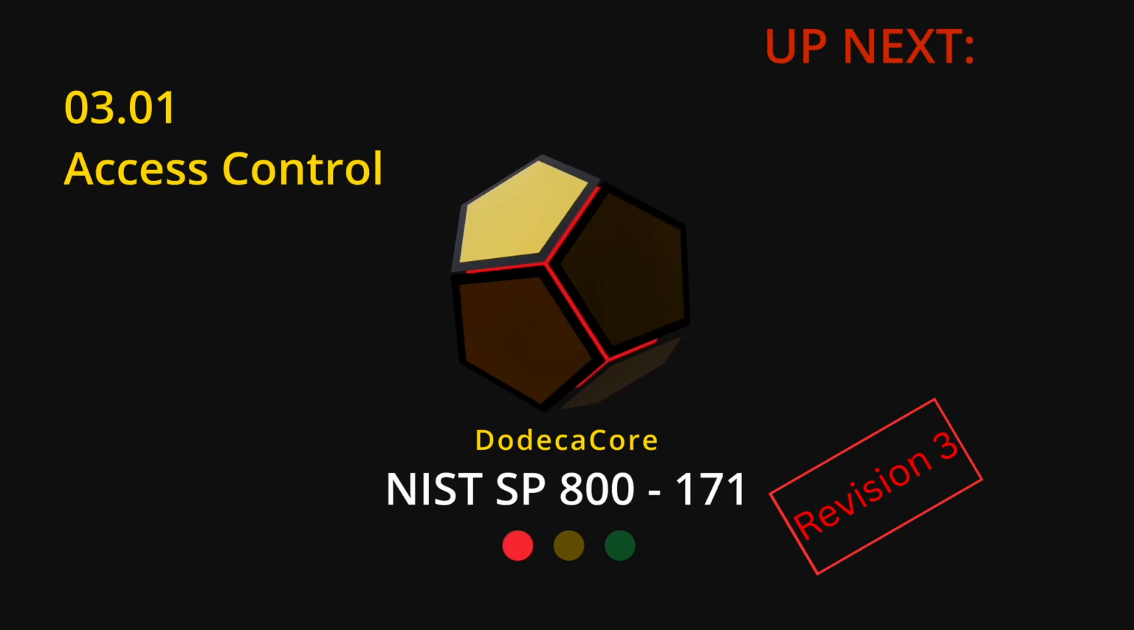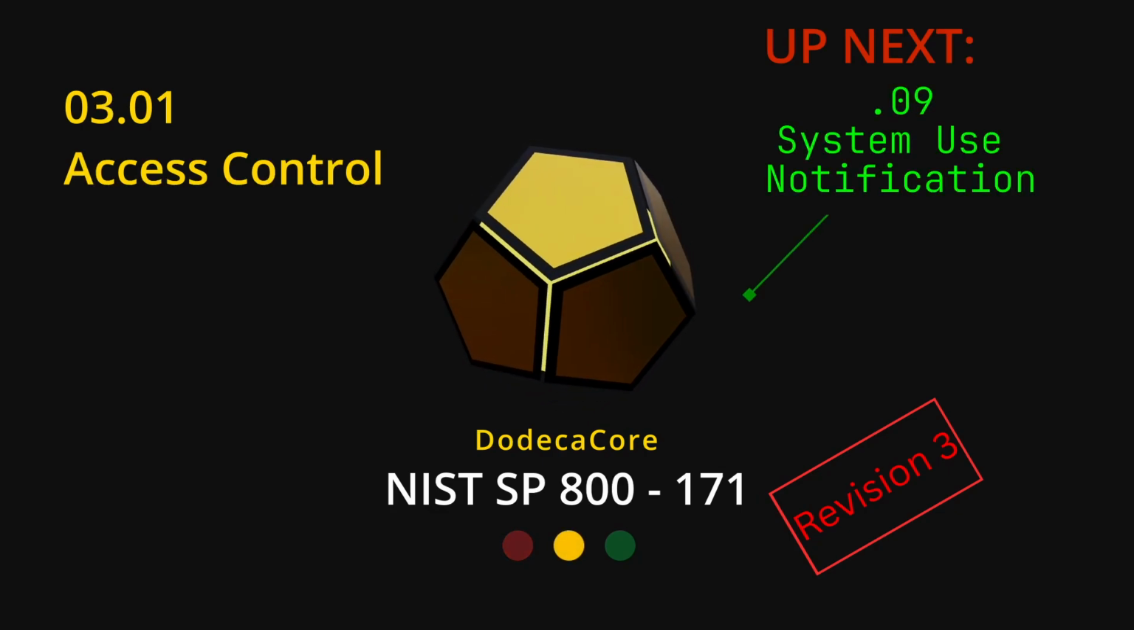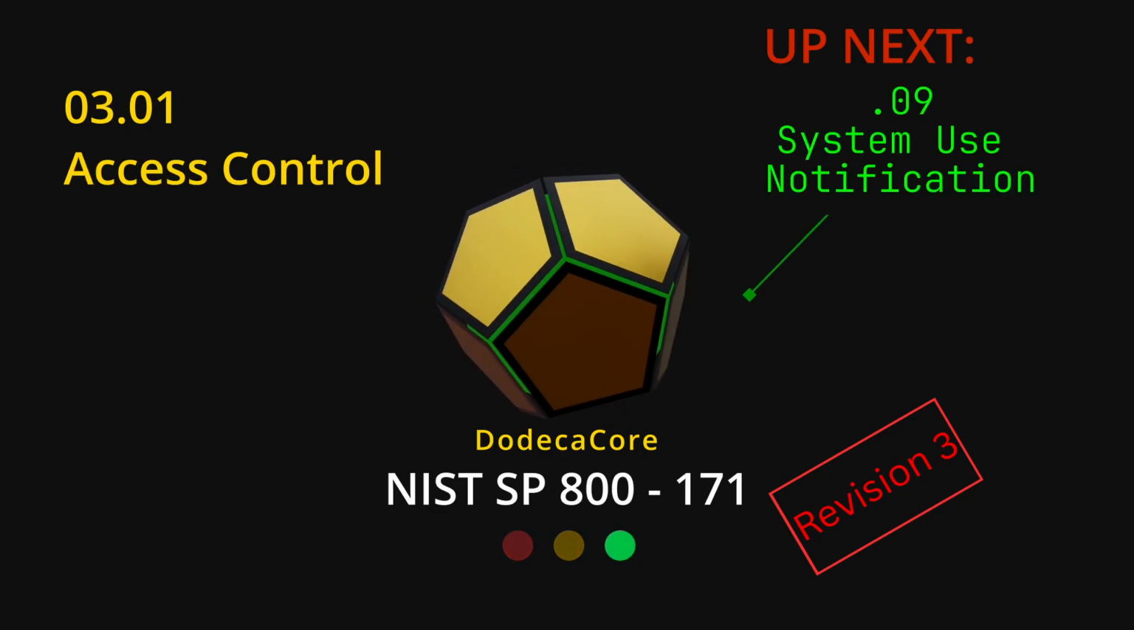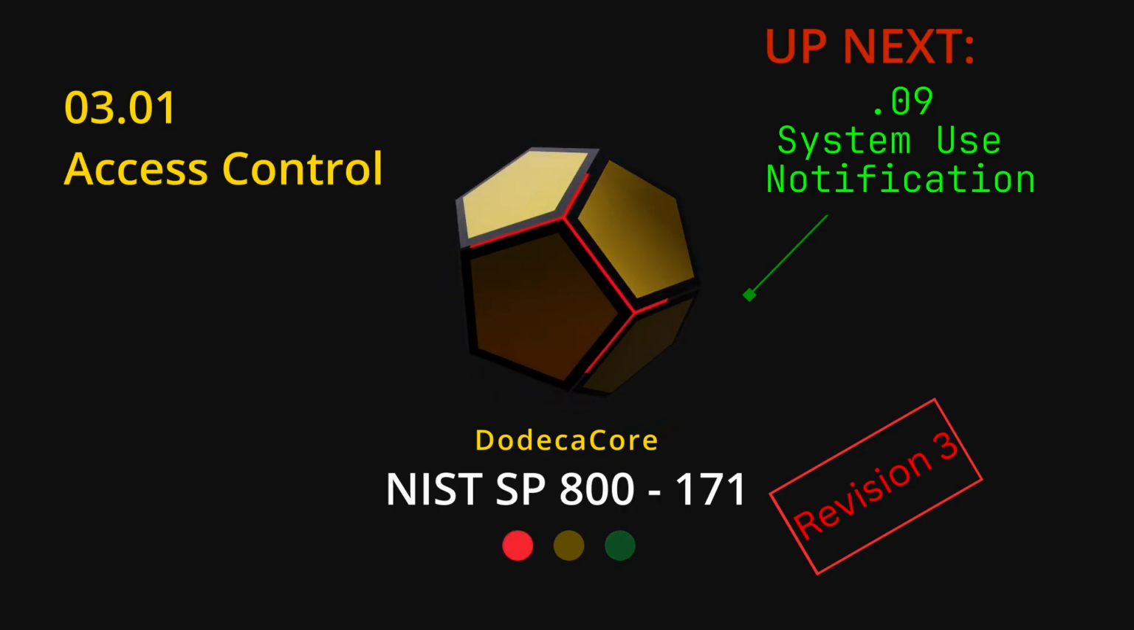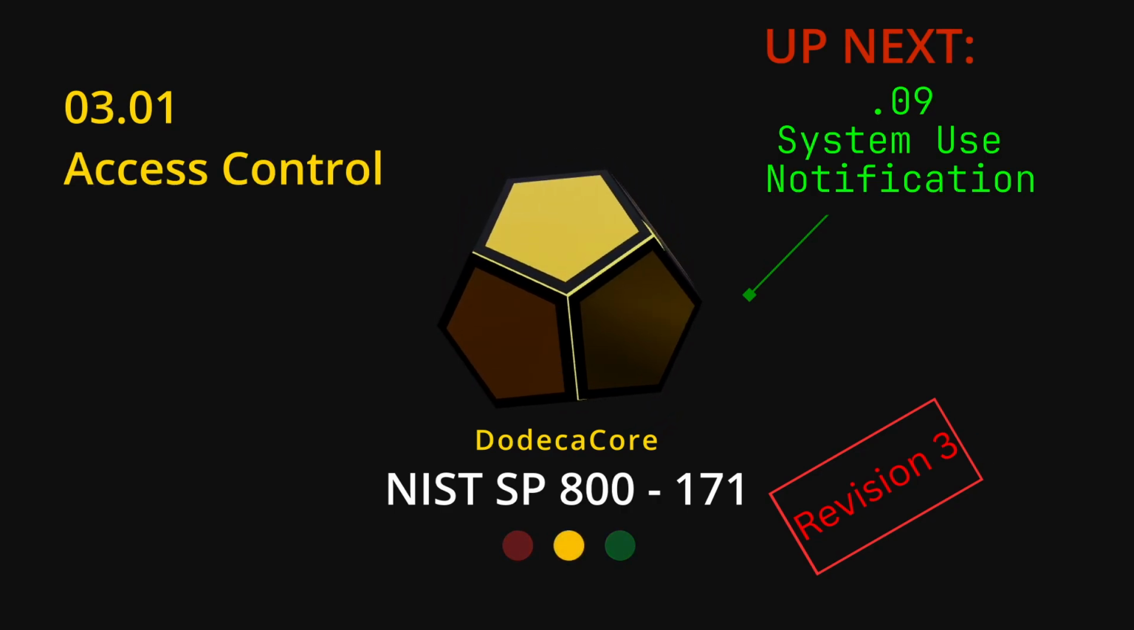Coming up next, 3.1.9, System Use Notification, where we'll talk about login banners, user warnings, and why they matter for CUI systems and audit readiness.